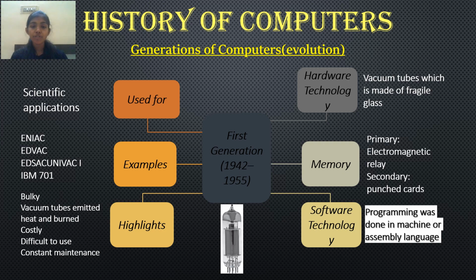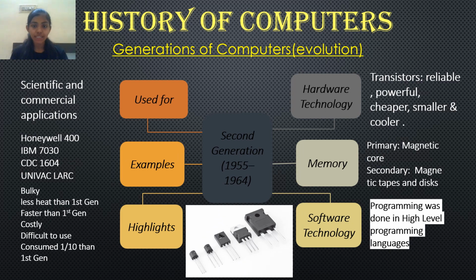The highlights of first generation computers are that it was bulky, vacuum tubes emitted heat and burned, it was costly and difficult to use, and it required constant maintenance. Now come to second generation computer.